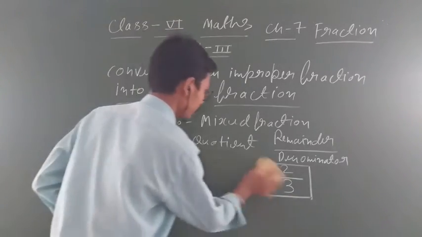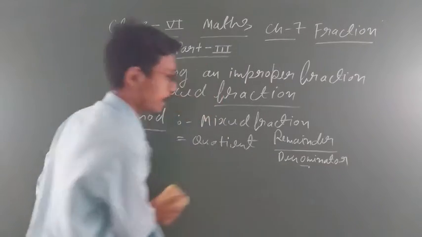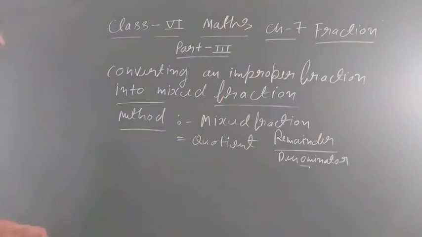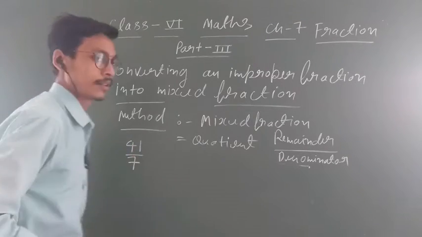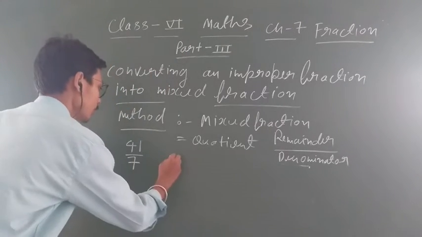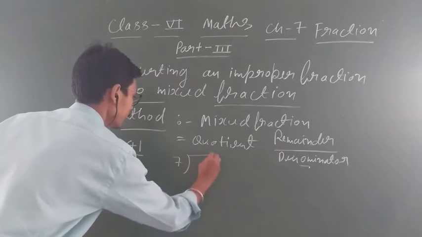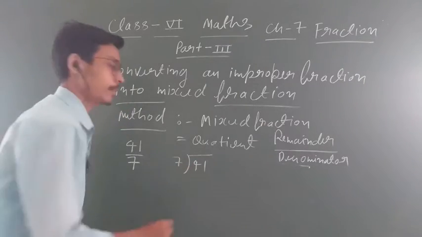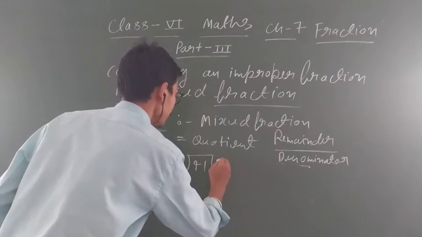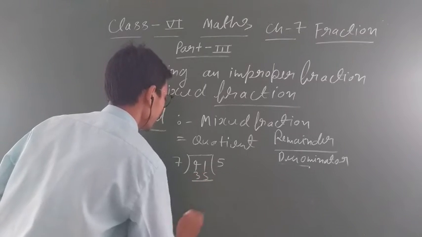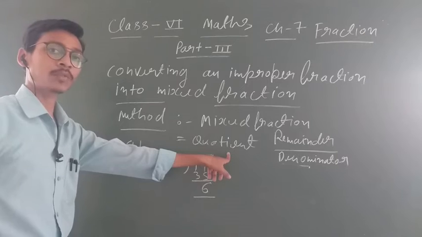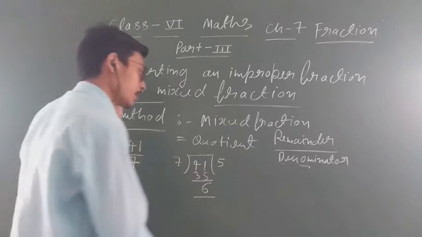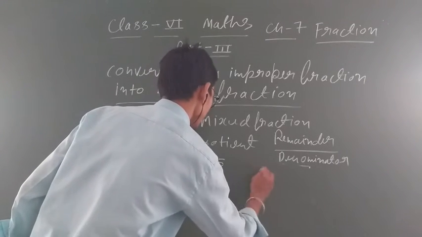Another example we can take, students. You can take any example, it depends on you. Every time you will get the same result. Like 41 upon 7. You will divide 41 by 7. How many times will it go? 7 fives are 35, and 41 minus 35 is 6. Next we will write down the quotient. The quotient is 5.